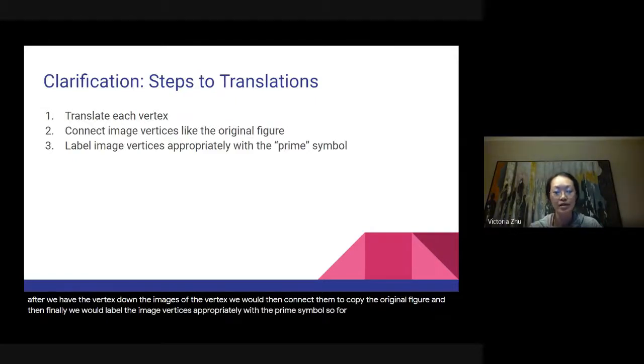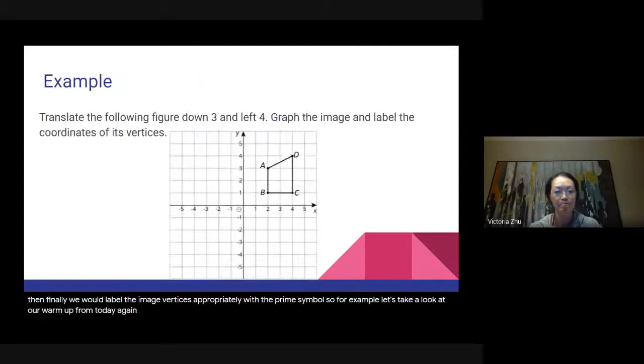So for example, let's take a look at our warm-up from today again. We have our figure that we wanted to translate down 3 and left 4. The trick here is, let's start with the vertex A. Where A is, we're going to go down 3 and to the left 4 and plot it down. That's where our image of the point A would be.